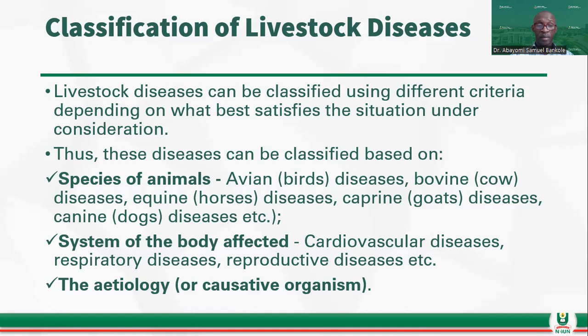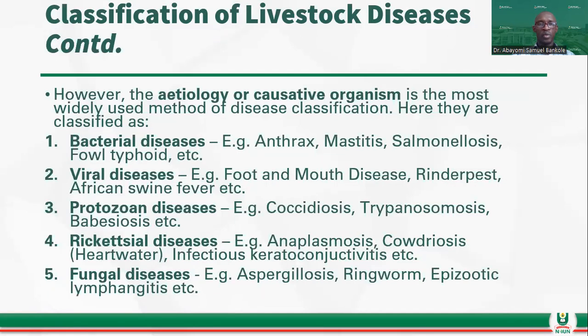So the third one is by etiology. So we say it is classified based on the etiology. And etiology simply means the causative organism. All right. So we need to know, however, that the etiology or causative organism is the most widely used method of disease classification. So under this, we'll classify some of them and give examples.